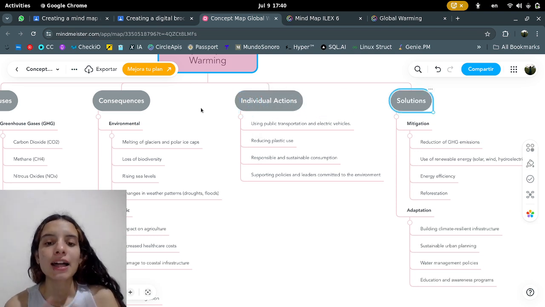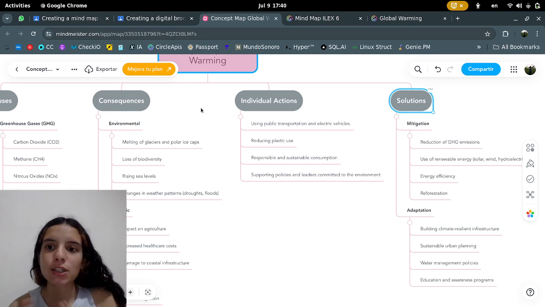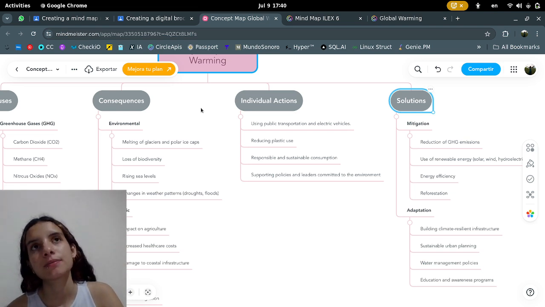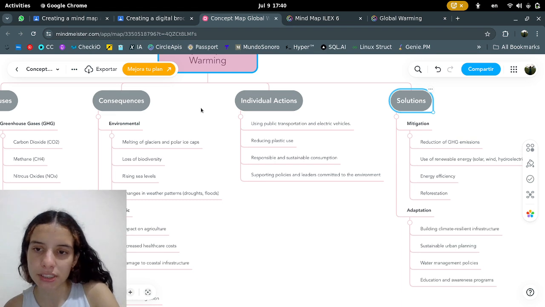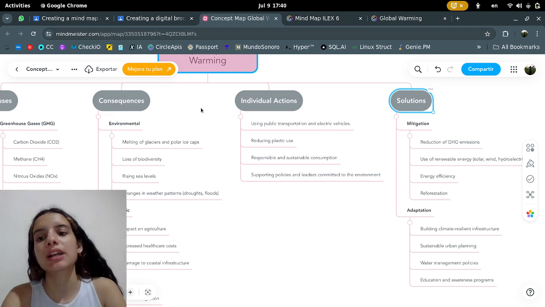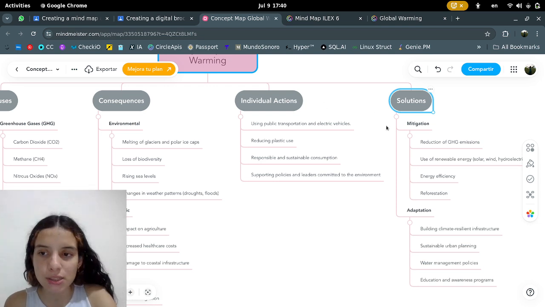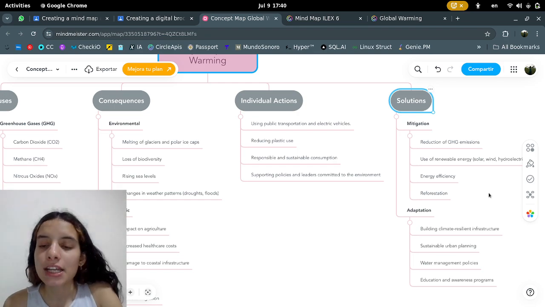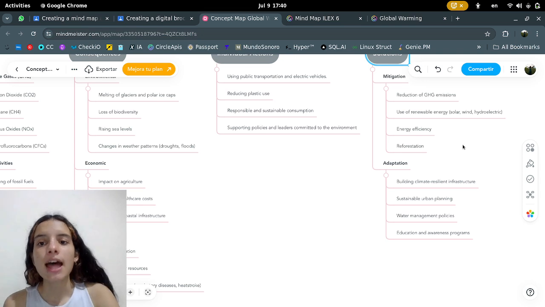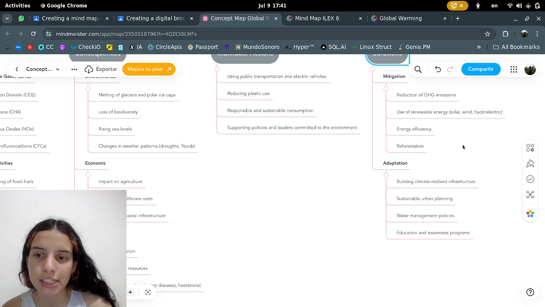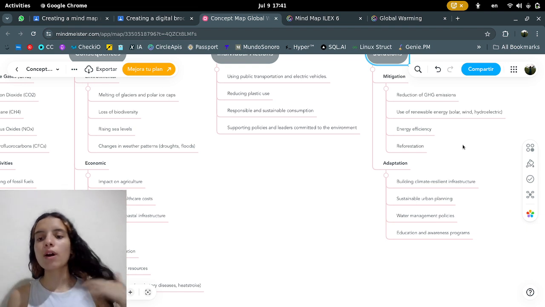Okay, and firstly, the solutions and contributions are about mitigation and adaptation. Mitigation is in the aspect of reduction of greenhouse gas emissions, use of renewable energy, solar, wind, hydroelectric, energy efficiency, reforestation, and the other is adaptation, which allows building climate resilience, infrastructure, sustainable urban planning, water management planning, policies, education and awareness programs.